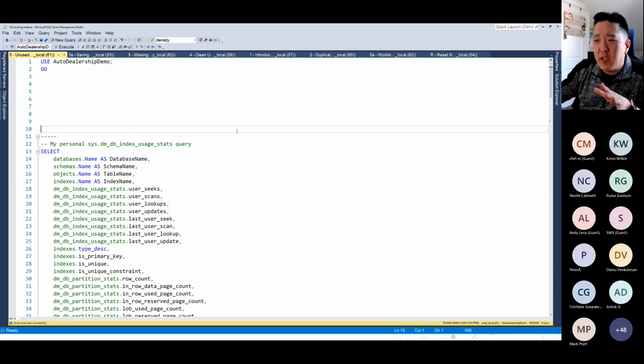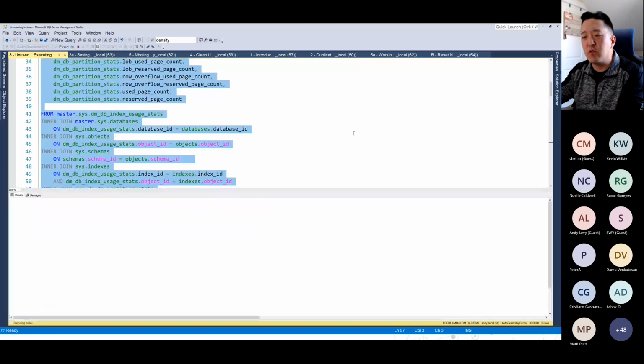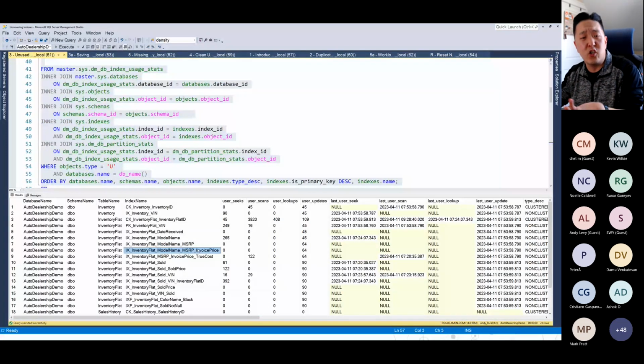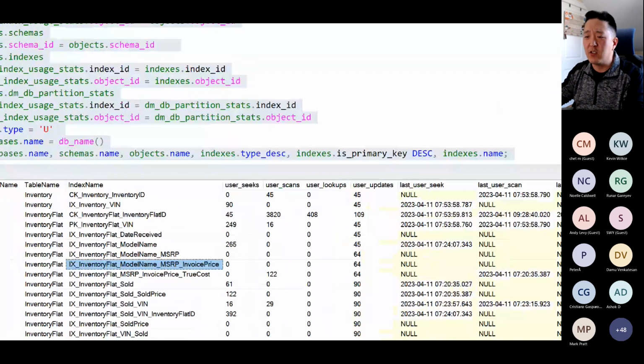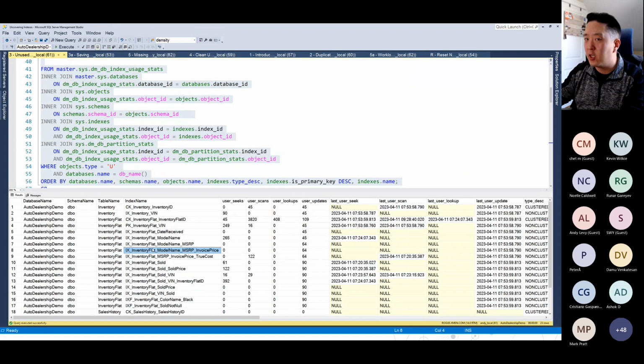Okay, so now we're going to get into index utilization. I have my own version of the dm_db_index_usage_stats query here. It joins with a whole bunch of other tables, but the idea is that this will give us a whole bunch of information in addition to the index names, the table's name, and that sort of thing. So now we can actually see index utilization. I've already run some workload here in my demo environment, so we can pretend that this is our production workload. I can now use this information to get a better sense of whether index information has been used or not.